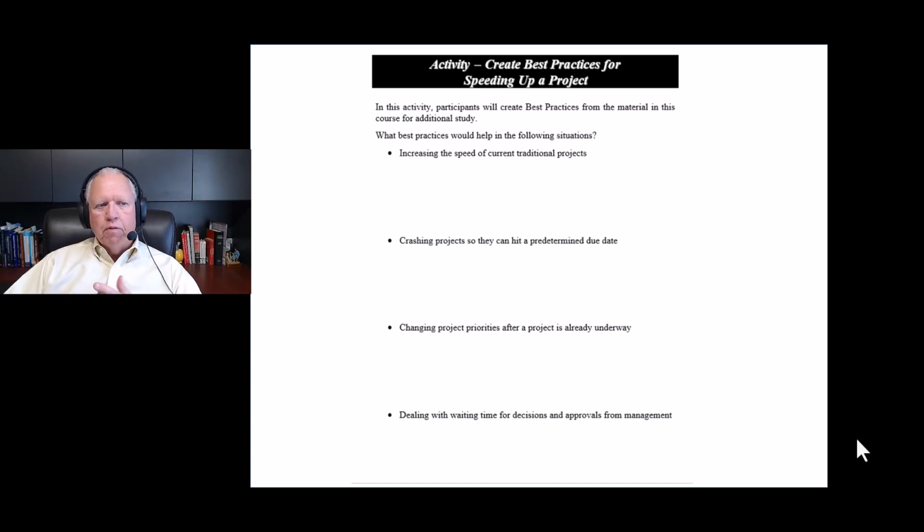So we have 4 different points here: increasing the speed of current traditional projects. What's your best practice that you know of that you've seen? Crashing a project, changing project priorities. What are some of the best practices? And then also the last one, dealing with waiting time for decisions or approvals from management. What are some best practices that you have seen to be able to get management to make the decision or to speed them up on some of the decisions? So spend a few moments on this activity and looking at best practices.